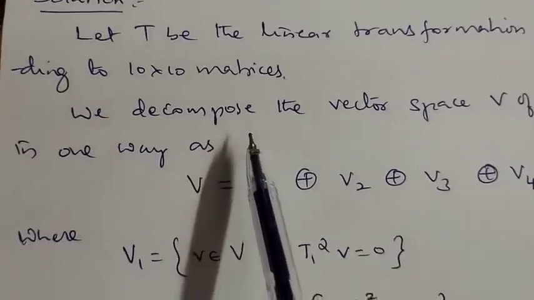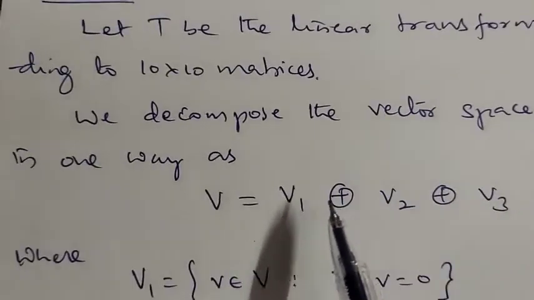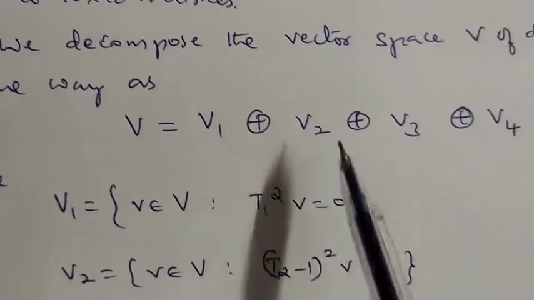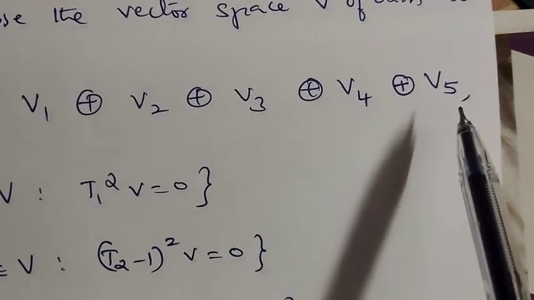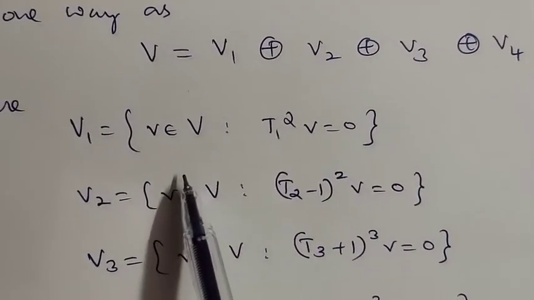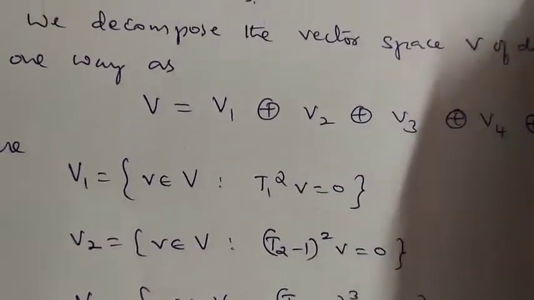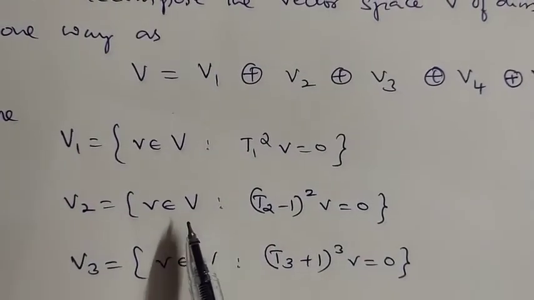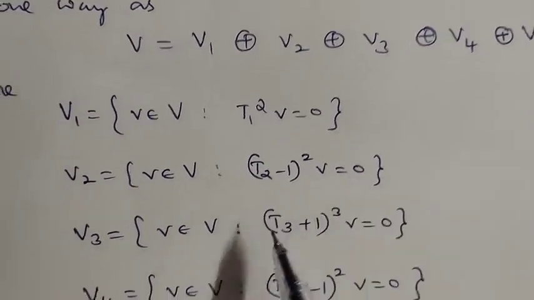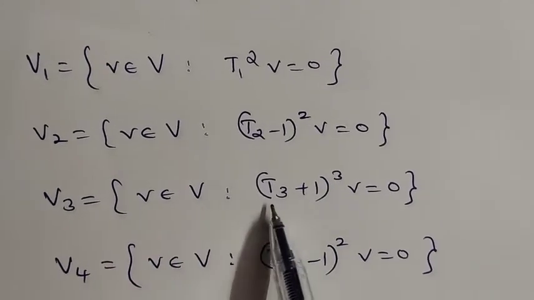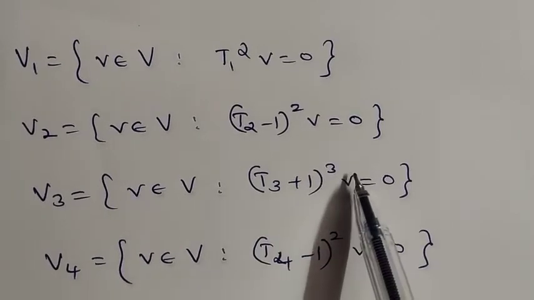Okay, I will choose one combination. Let T be the linear transformation corresponding to the 10 cross 10 matrices. We decompose the vector space V of dimension 10 in one way as follows: V as V1 plus V2 plus V3 plus V4 plus V5, where V1 is the set of all v belonging to V such that T1 square of v is 0. V2 is the set of all v belonging to V such that (T2 minus 1) whole square of v is 0. V3 is the set of all v belonging to V such that (T3 plus 1) whole cube of v is 0. These are compulsory parts in every problem.